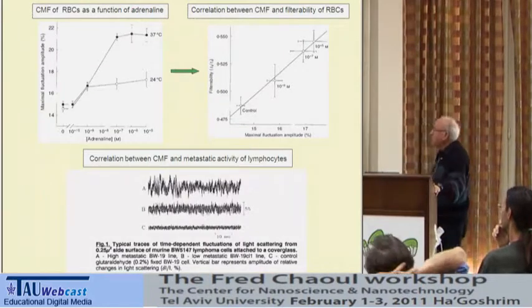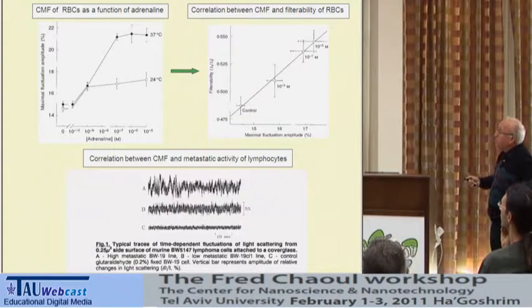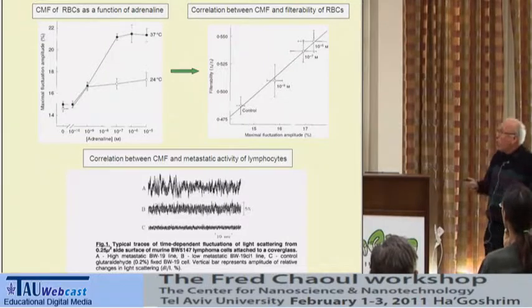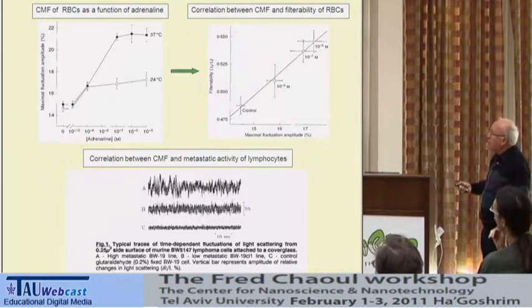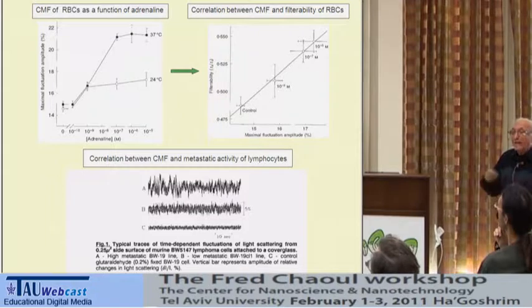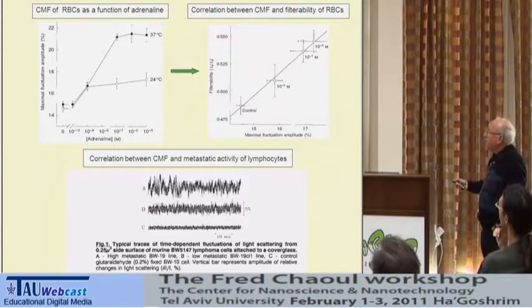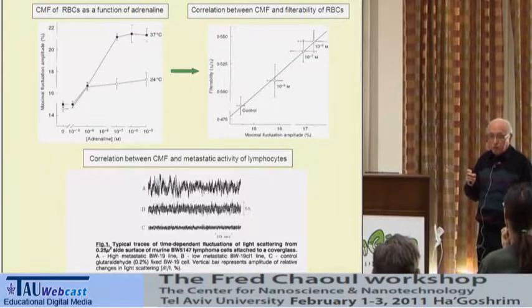And here I brought some examples. In this example, we look at the amplitude of the fluctuation as a function of a hormone, adrenaline, that we all know. So it's a kind of dose response curve in pharmacology. And we see that rather low physiological levels of hormones are enough to stimulate or enhance the level of fluctuation. Now this leads to an increase in the filtrability. In this figure, we see the filtrability of red blood cells through very narrow pores, pores that are smaller than the dimension of the cell.